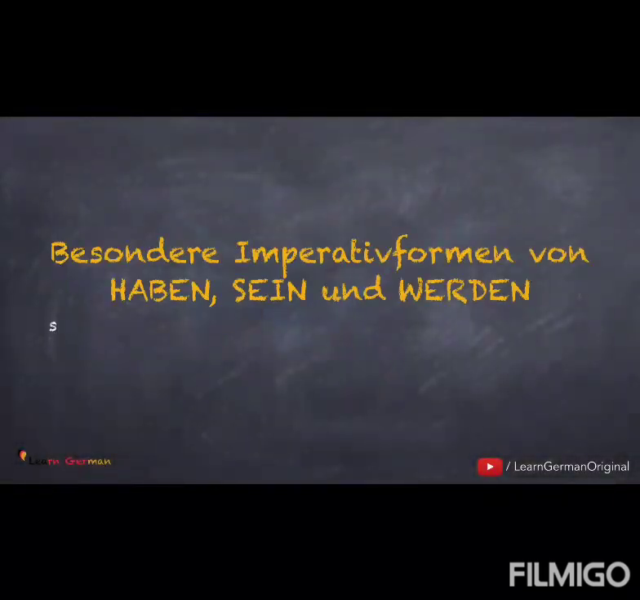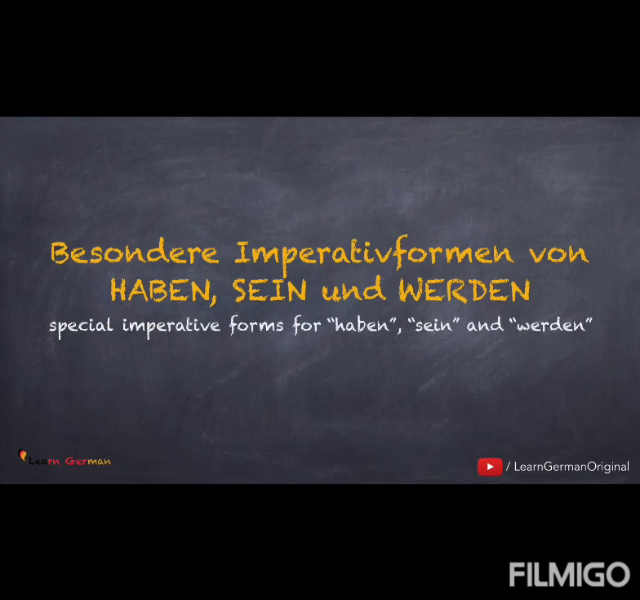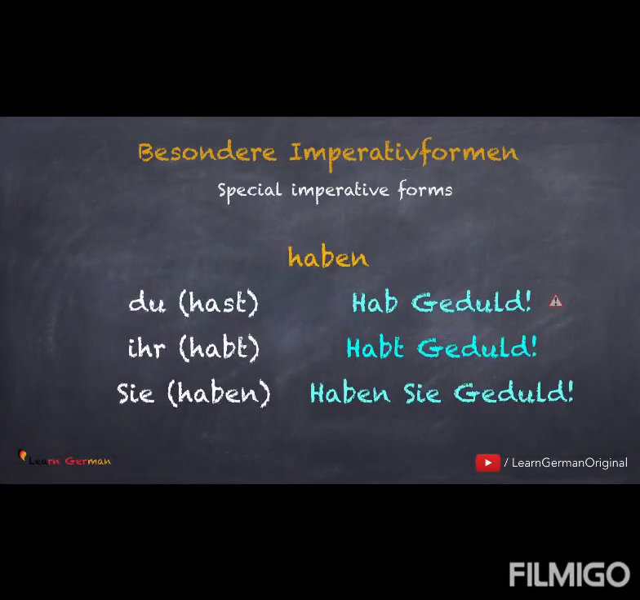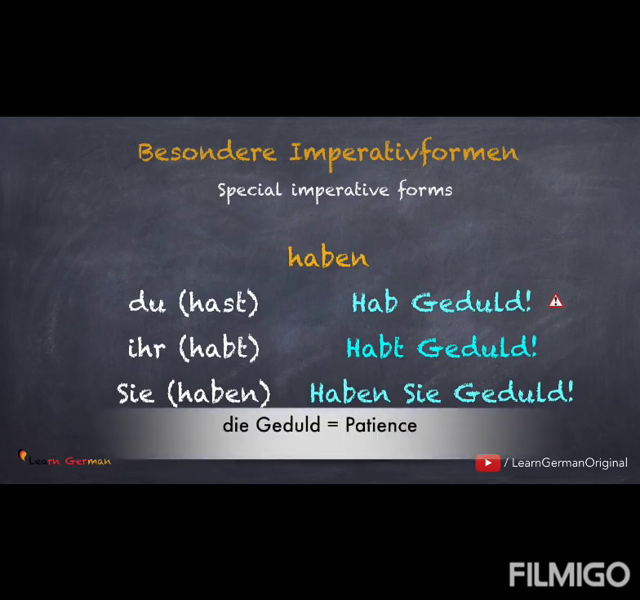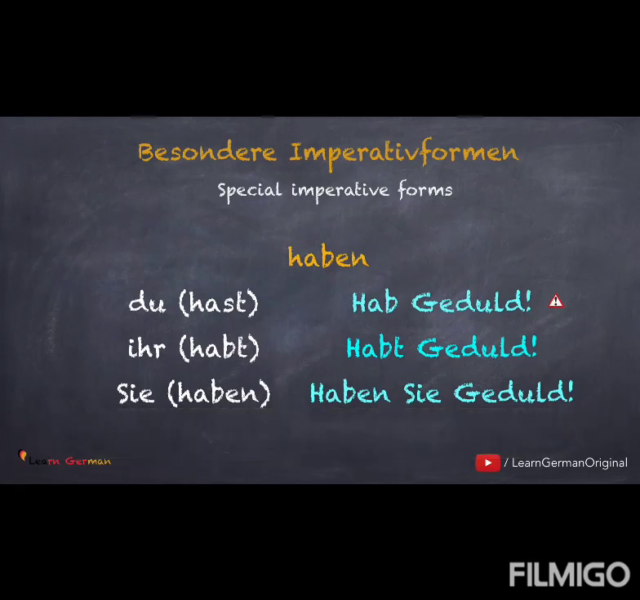Now we'll be doing some special verbs. Besondere Imperativformen von haben, sein und werden. Since these verbs are special, it's advised to learn the Imperativformen as they are. Let's go through them. The first verb, haben. For du form, you would say hab Geduld. For ihr form, habt Geduld. For Sie form, haben Sie Geduld.